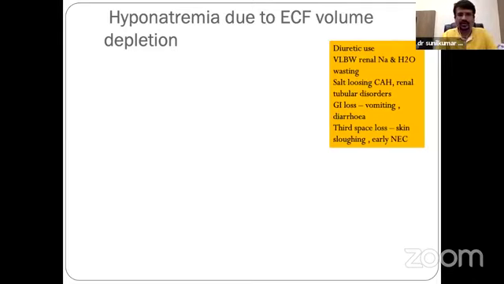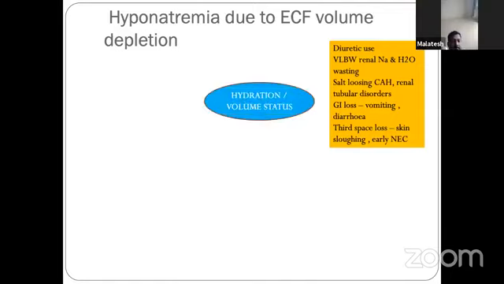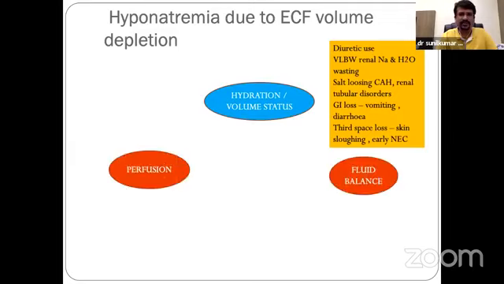So how will we assess this condition? Hydration and volume status, fluid balance, and perfusion. Under these three headings, let us assess the situation. So what happens to the hydration? Because there is a loss of water and sodium, the volume status is reduced and the baby will be dehydrated, and the fluid balance is negative.